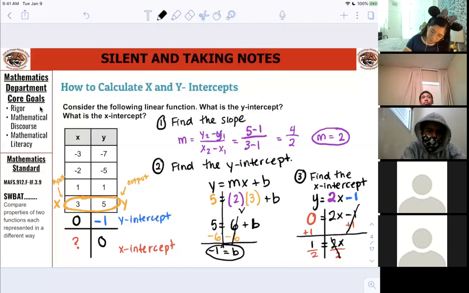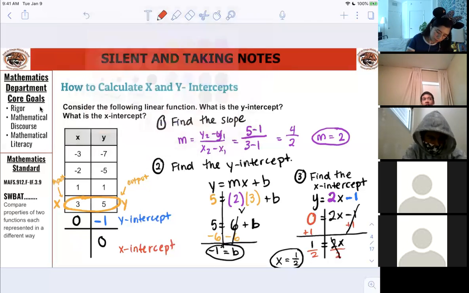x equals 1 half, because I'm doing 1 divided by 2. Okay, so this ends up as a fraction. x equals 1 half. So there it is. That's my x-intercept. I can now put it in my table. My x-intercept is 1 half.